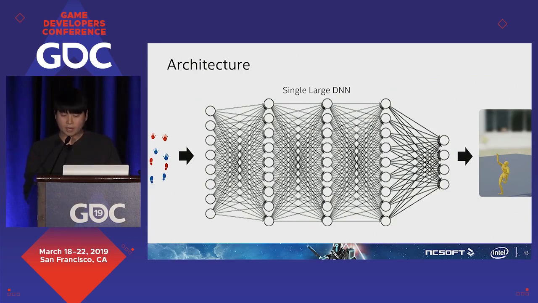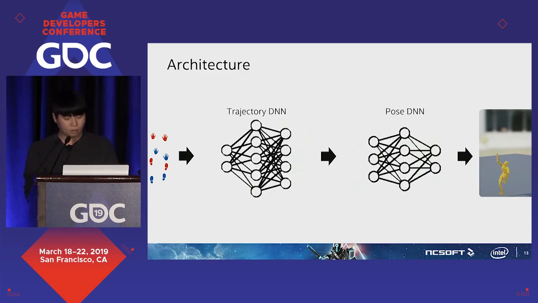So we have divided the problem into 2 simpler problems. For each of the 2 problems, we designed lightweight models which are trajectory DNN and pose DNN. In this way, the amount of computation was drastically reduced to the degree that it was under 1% of the single large DNN. And the quality of the motion was also improved.